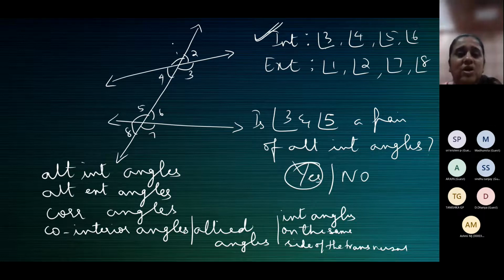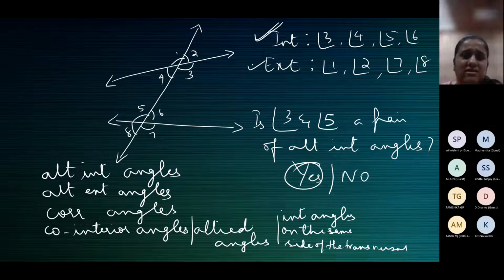Which are the exterior angles? 1, 2, 7, and 8 are exterior angles. That you must know. Exterior angles are outside: 1, 2, 7, and 8. Interior angles are inside, like you can see them: 3, 4, 5, and 6. Now see the name alternate interior angles. That means they're interior angles, right? Which are the interior angles? 3, 4, 5, and 6.